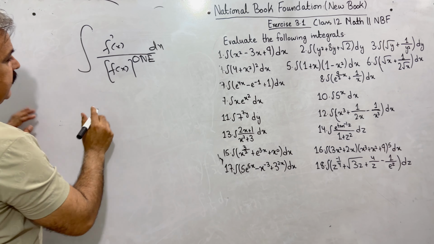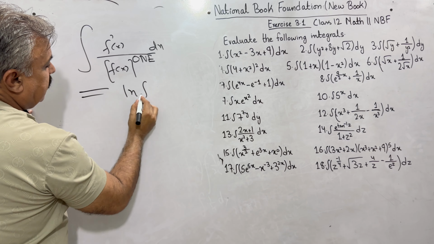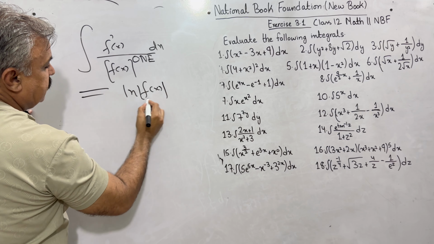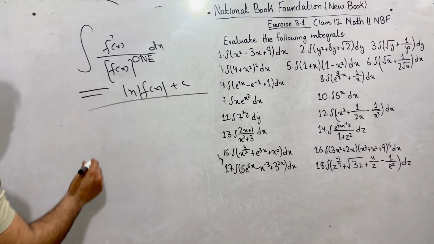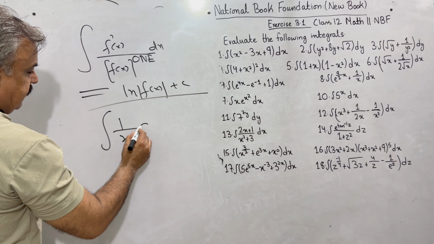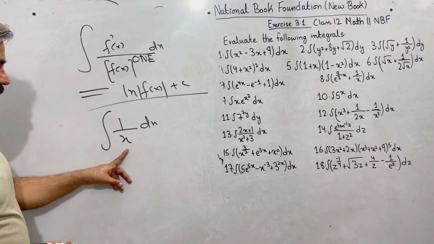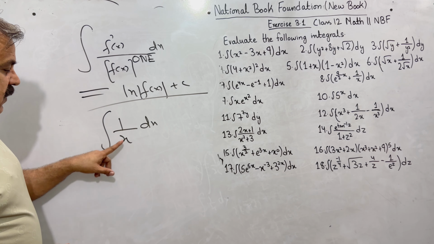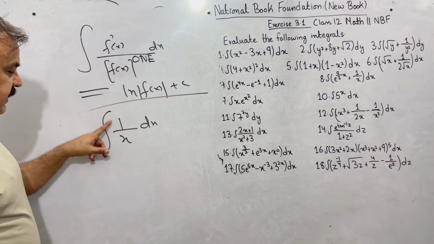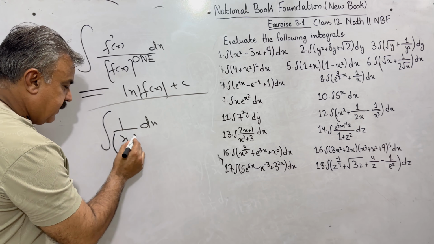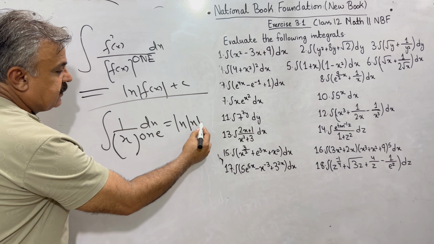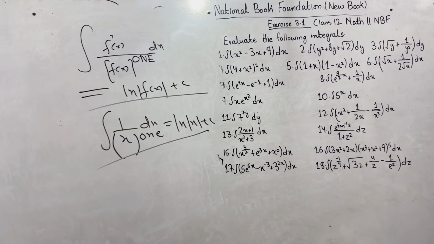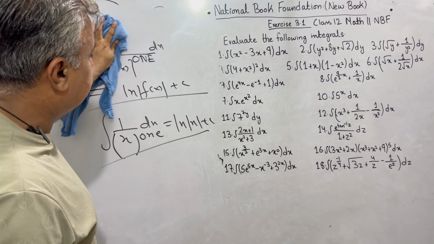Its integration is ln of the function in the denominator plus c. Check our situation, 1 over x dx. Now look, if it is our function x, what is the differentiation of x? It's 1. The function's derivative, having overall power 1, is the case of ln. I hope you keep a note of this one as a special one.